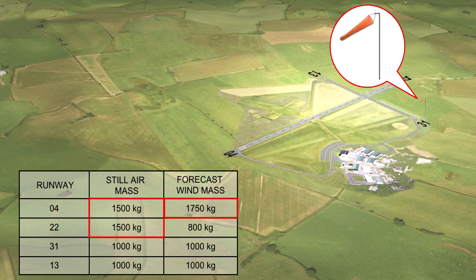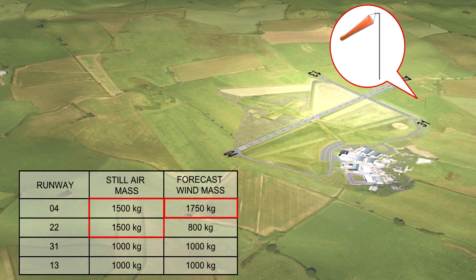Now we need to consider what to use as the dispatch mass of the aeroplane. If the aeroplane was dispatched at 1,750 kilograms mass, and then on arrival at the airfield the wind was less than the forecast wind, the aeroplane would not be able to land. Therefore, the aeroplane must be dispatched with a mass of 1,500 kilograms. Dispatching the aeroplane with this mass would mean that no matter what wind conditions prevail at the destination airfield, the aeroplane will have a mass which will allow it to land at the airfield.